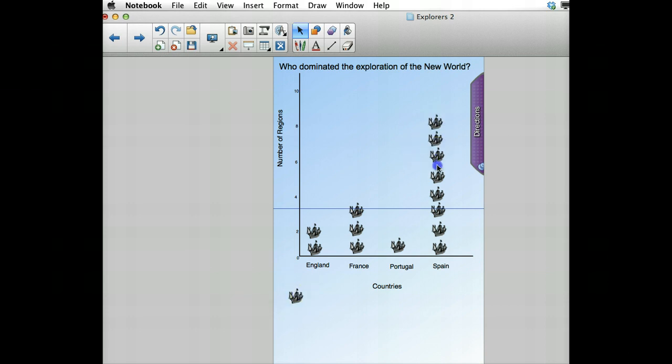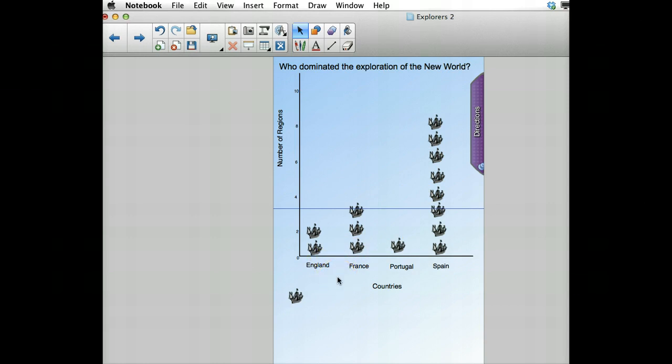And during the lesson, we could then review how to make a chart, what each of the parts of the chart are, that we have the y-axis and the x-axis, and that we have labeled our y-axis the number of regions and our x-axis countries. We could go over that the chart has a name and that everything is clearly labeled.